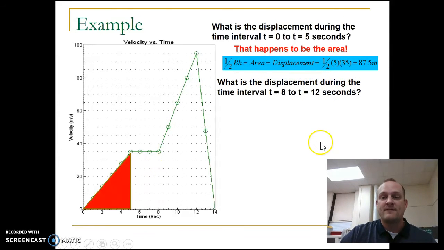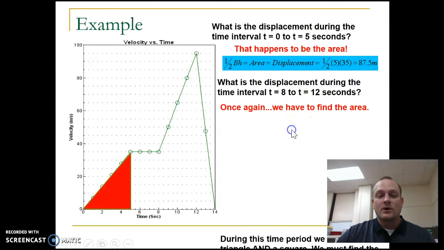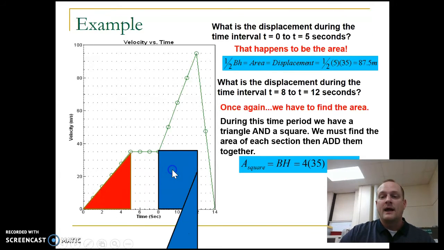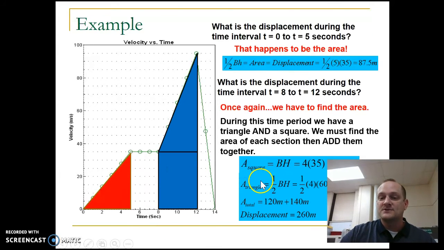So 87.5 meters. What is the displacement during the time interval from 8 to 12 seconds? Again, we're going to look at the area. During this time period, we have a triangle and a square. There's a square there, and then there's a triangle there. So I need to figure out those areas separately.